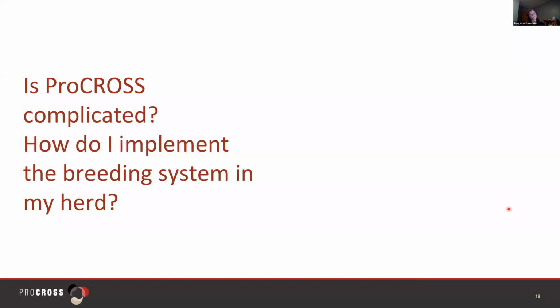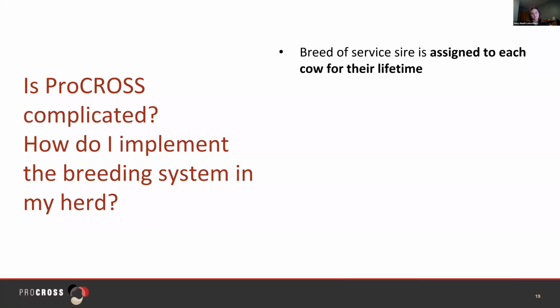Another question that I often hear is, is ProCROSS complicated? How do I implement the breeding system in my herd? Well, actually, it's really not that complicated. The breed of service sire for every cow in every generation is assigned for their whole lifetime. So we're not flip-flopping around to all these different breeds. It's a very systematic way and a systematic rotation.